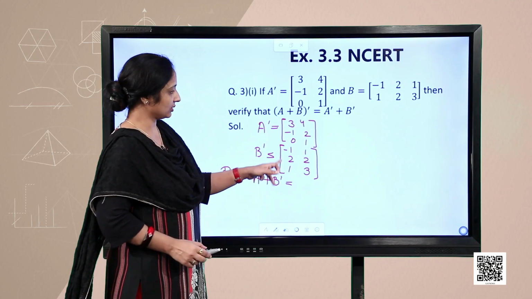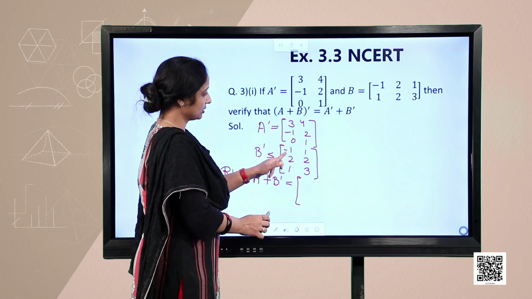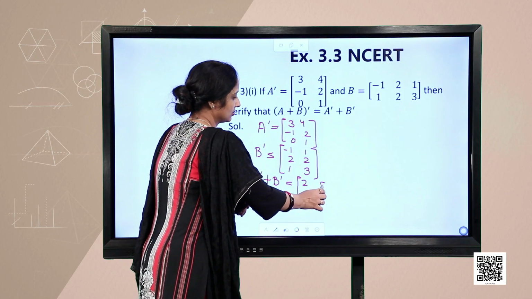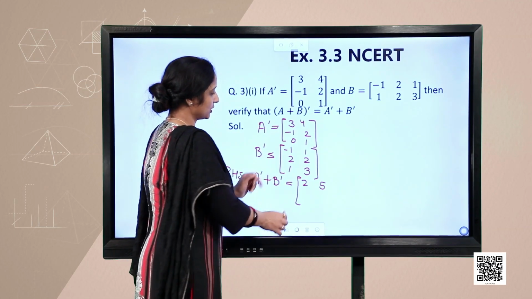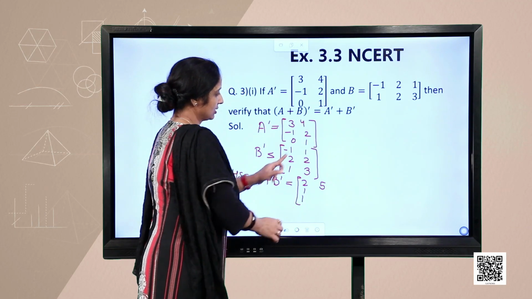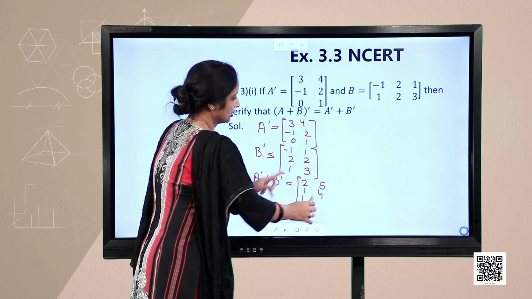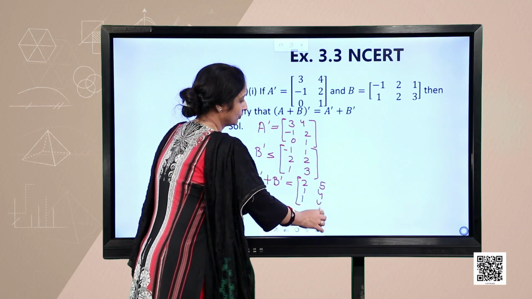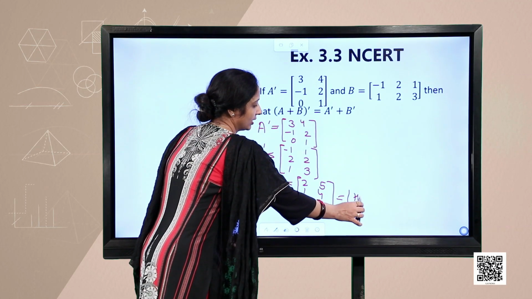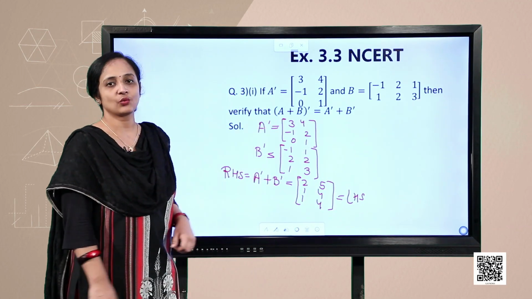So you add them together again by adding corresponding elements, 3 minus 1, 4 plus 1, minus 1 plus 2, 0 plus 1. Then it comes 2 plus 2, 4, 1 plus 3, 4. So you can verify that RHS is equal to LHS, hence this property is verified.